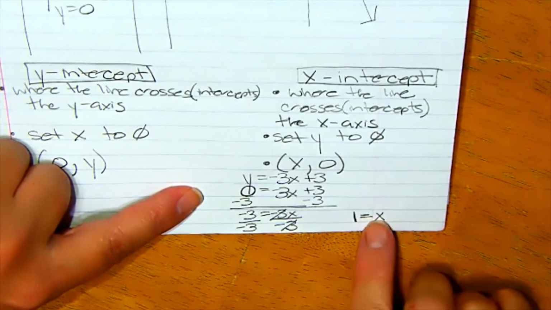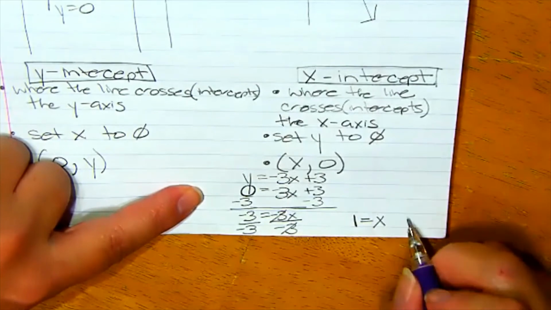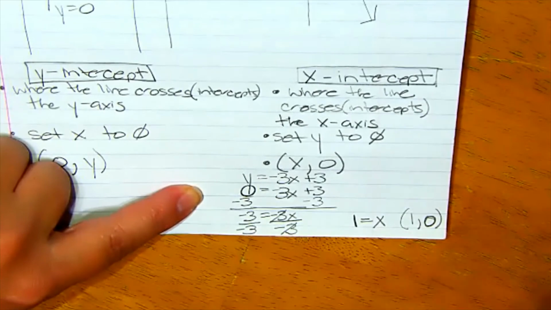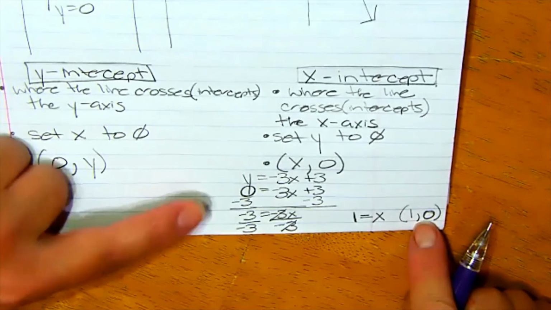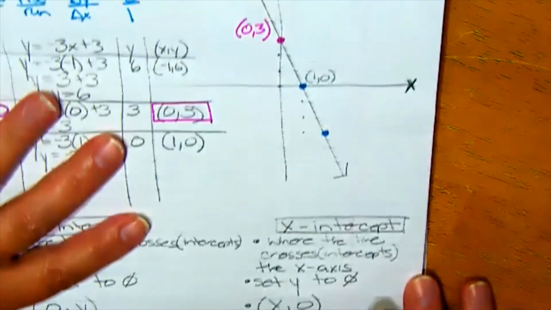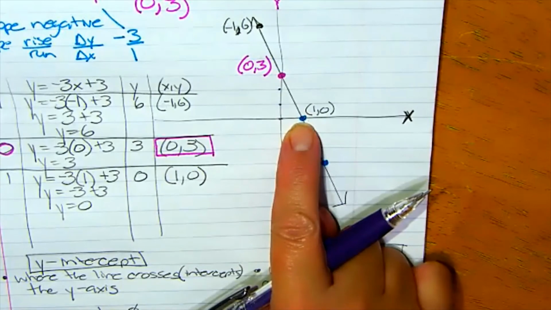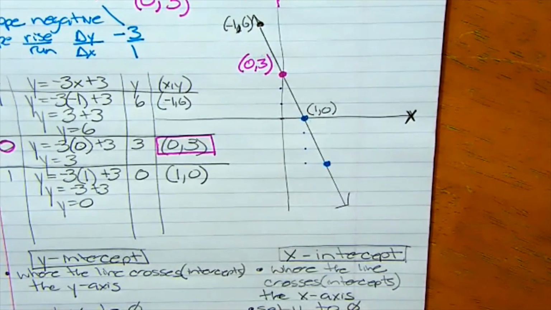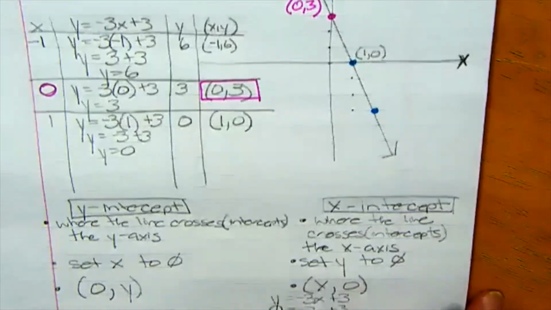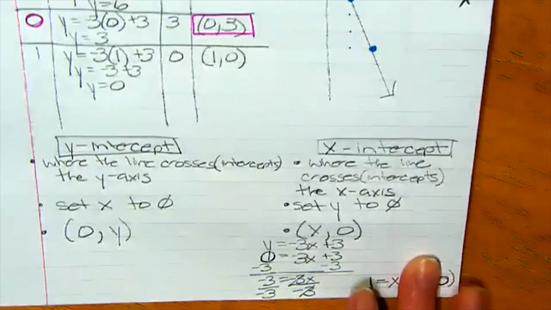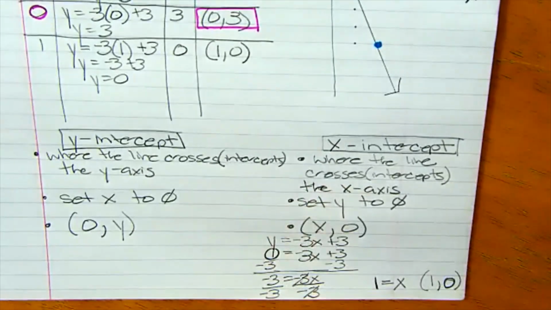So my x-intercept is 1, 0. Here's my x-intercept, 1, 0. And let's take a look. Holy smokes. There's my x-intercept, 1, 0. So that is it for today. It's stuff that we've been working on. The only thing we're adding is the x-intercept. Okay.